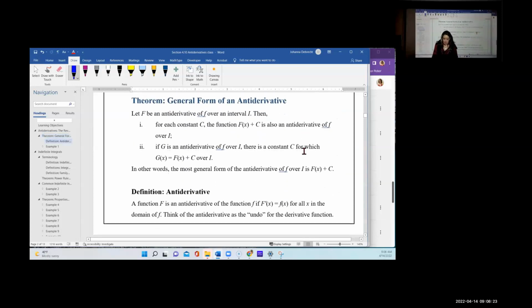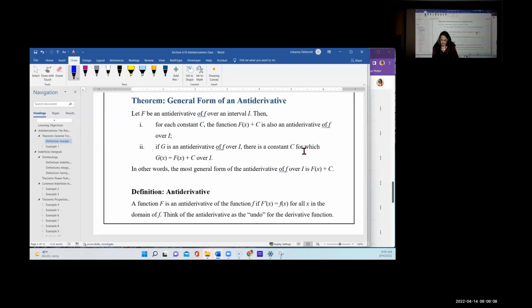Now we want to talk about the general form for an antiderivative. We're going to let uppercase F be an antiderivative of lowercase f over some interval I. Then we can say for each constant c, the function F of x plus c is also an antiderivative of f over I. If G is an antiderivative of f over I, then there is a constant c for which G is equal to F of x plus that constant over I. In other words, all the antiderivatives have the same format, and they differ from one another always by a constant.